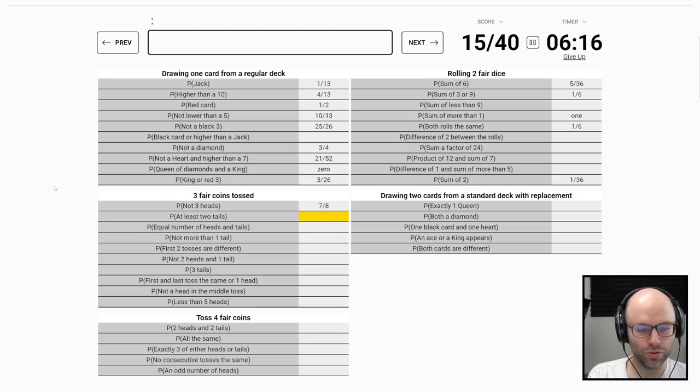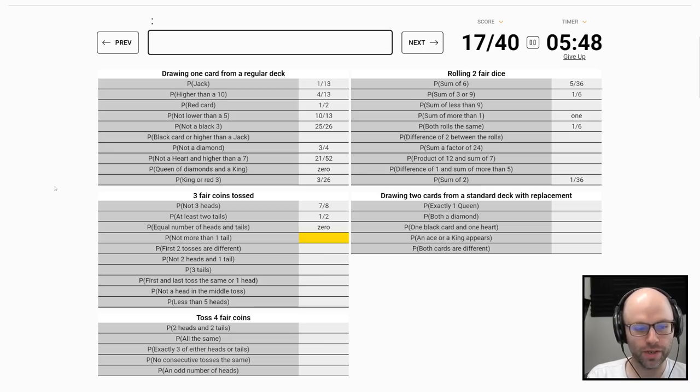In order to get... I can feel my brain swimming. The odds of getting at least 2 tails are 1 in 2 times 1 in 2. It's 1 in 4. No, it's 1 in 2. Okay, that sounds right. Equal number of heads and tails, that's 0 because you're tossing it 3 times.